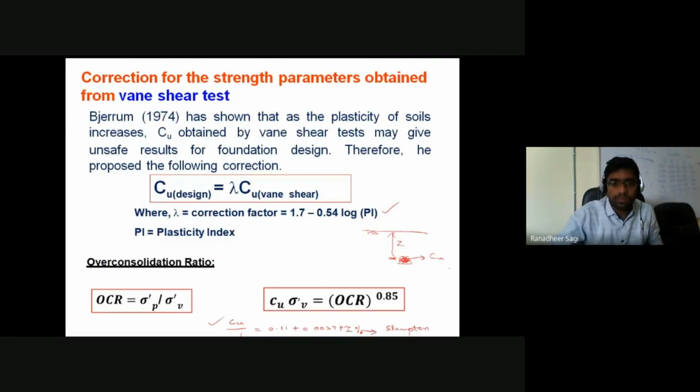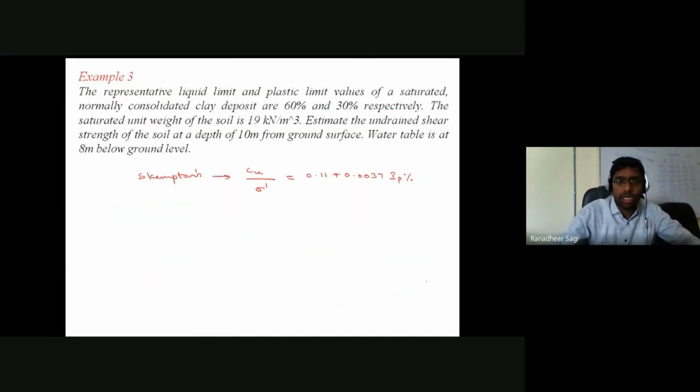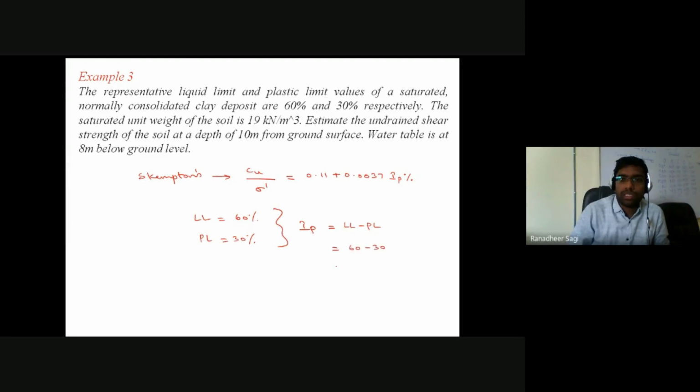Yeah. So towards the bottom, Cu by sigma dash is equal to 0.11 plus 0.0037 into plasticity index in terms of the percentage is what I am supposed to be substituting. And all the data is very much given here. So liquid limit value in the problem is given as 60%. Plastic limit value is given as 30%. And so based on this liquid limit and plastic limit, I can go on to calculate my plasticity index, which is liquid limit minus plastic limit, so which I can write as 60 minus 30%. So plasticity index comes out to be 30%.